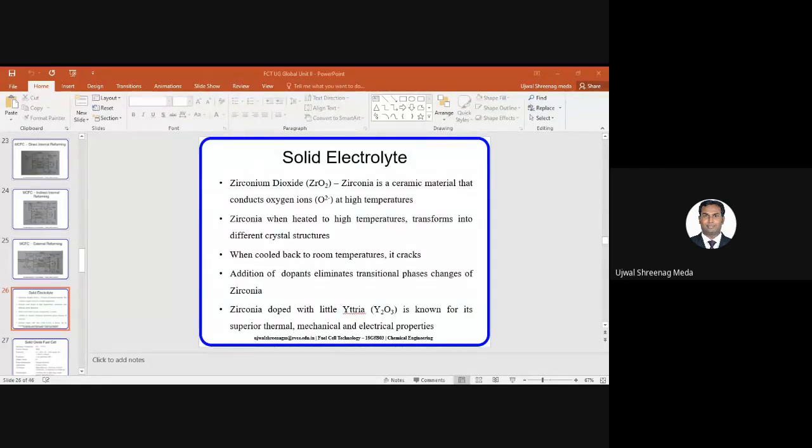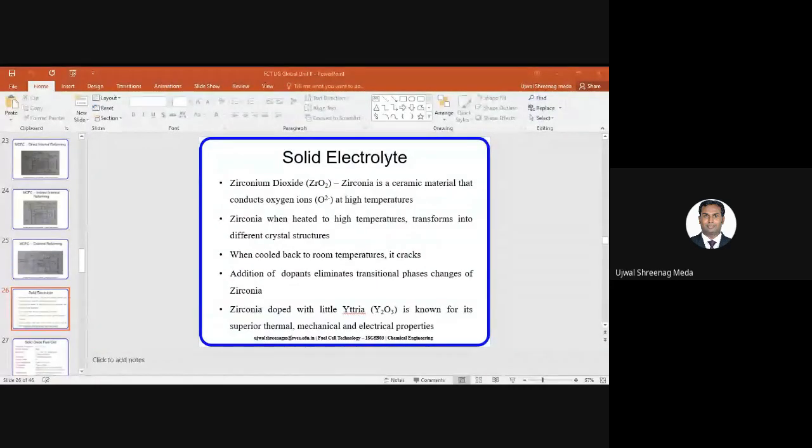And advantages of MCFC: because of high temperature operation, no noble metals are required as catalysts, so reactions proceed faster. And when it comes to fuel, along with hydrogen, carbon dioxide and carbon monoxide can also be used as fuel. So as a requirement, carbon dioxide should be present. Carbon dioxide is involved in the reactions at both anode and cathode.